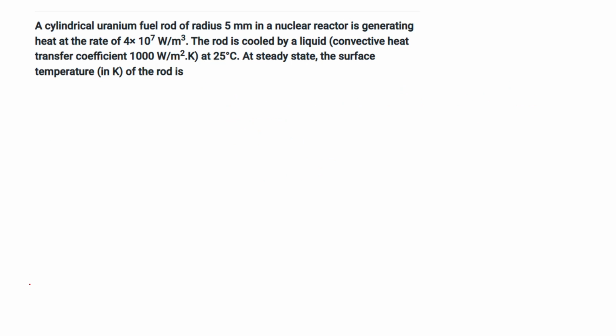Now, if we go to the next question: a cylindrical uranium fuel rod of radius 5 mm in a nuclear reactor is generating heat at the rate of 4 times 10 to the power 7 watt per meter cube, and the rod is cooled by a liquid. The heat transfer coefficient is 1000 watt per meter square Kelvin at 25 degrees Celsius. At steady state, the surface temperature of the rod is. So you have to calculate the surface temperature of the rod.